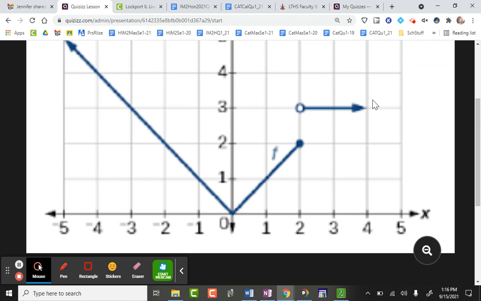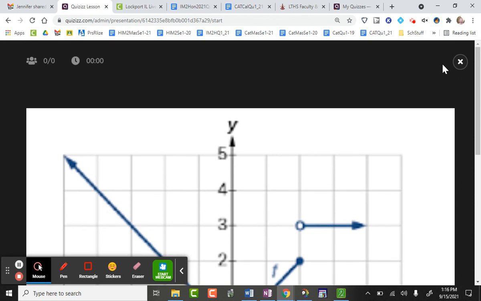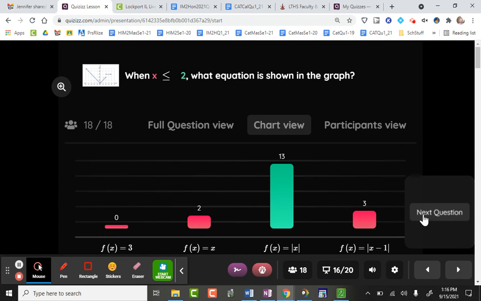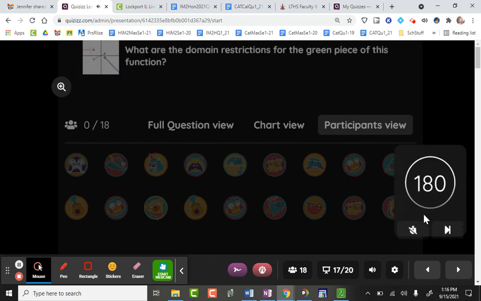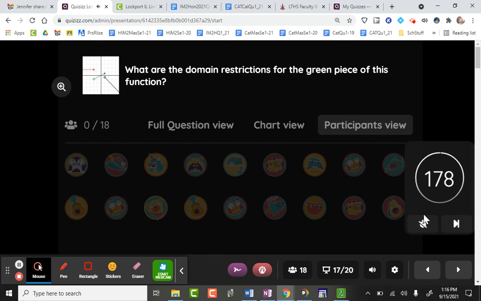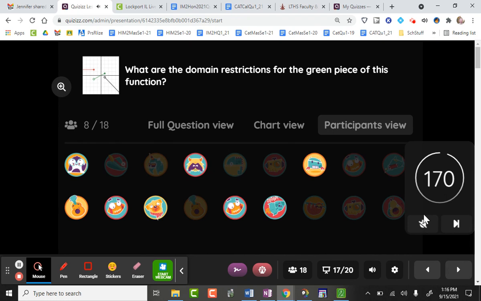So, yeah, I don't know, man. Moving on. Some studying to do. Would like to see 18 one time. All right, good. Another one. Green piece. What are the domain restrictions when you're looking at a piecewise function? That little listing of how do I graph that?